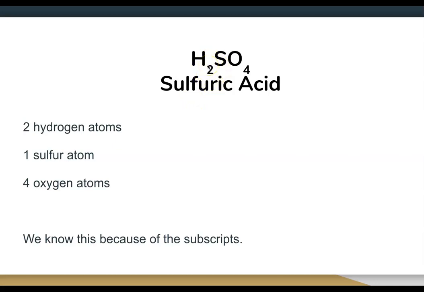So we know we have 2 hydrogen because this 2 tells us 2 hydrogen. We know we have 1 sulfur because there's no number here. If it was 0, we wouldn't have an atom there. So if it's 1, we don't put any number there. So the atom being present and no number after it means that there's 1 atom. And then the 4 tells us that there's 4 oxygen atoms.